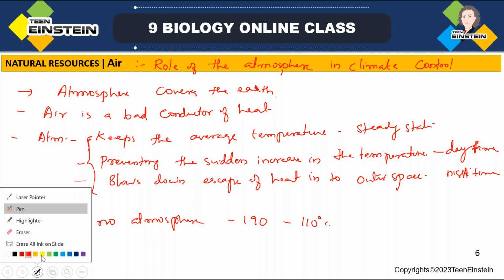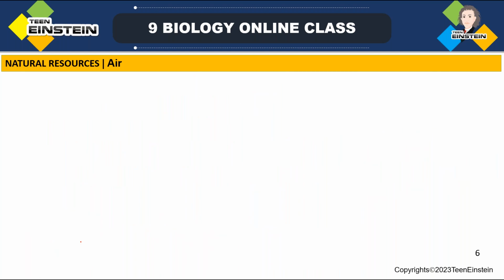Next is about movement of air. Movement of air, that is called wind.